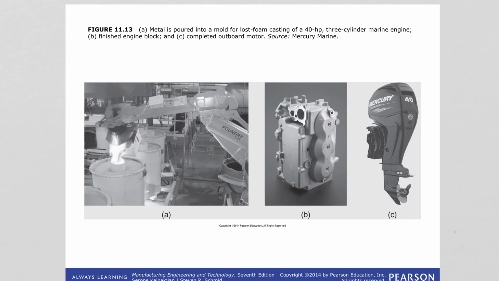Here we are seeing actual images from a foundry. During the lost foam casting, the metal is being poured into the mold, and some products that have been produced with this technique, such as a motor and a finished engine block.